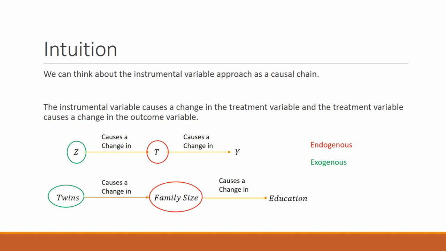But if we can find a Z, if we can find an instrumental variable that is exogenous, it's not correlated with other variables, basically a Z that's randomly assigned or close to randomly assigned, like something from a natural experiment, then we can use it. We can use that instead. We can use that to try to measure the impact of the treatment on the outcome variable. So we could use twins as an instrumental variable, okay? Because twins has a causal impact on family size, and then family size can have a causal impact on education. So we use these exogenous variables instead of the endogenous variables.